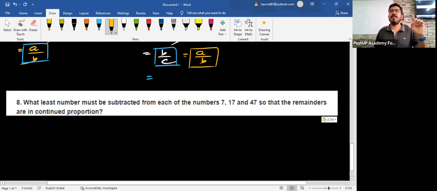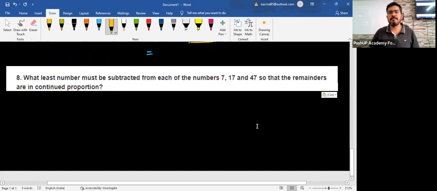The first sum that we did was based on regular proportion. This is based on continuous proportion. Do it. Only 2 minutes in your hand.